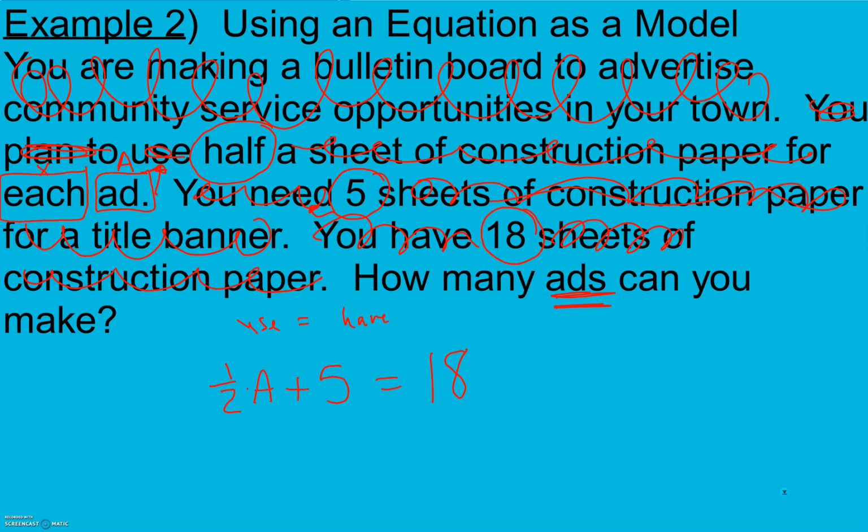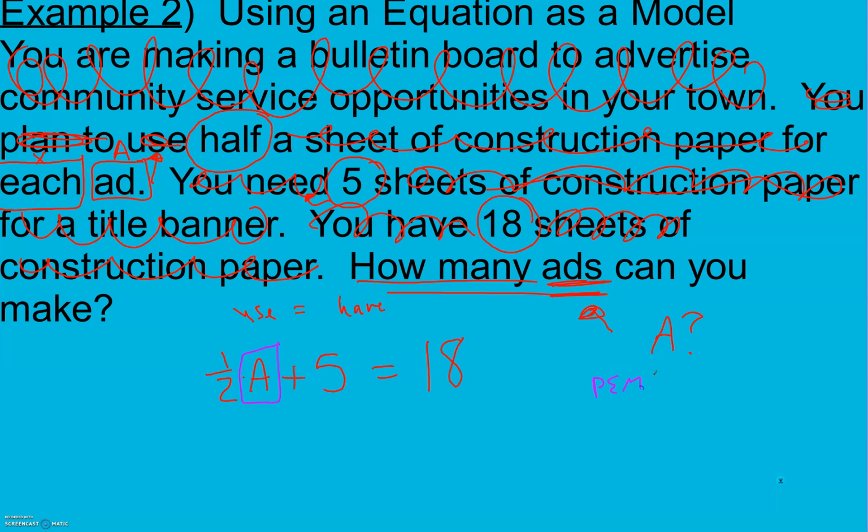And again, we could make less than the maximum number of ads, but we want to know if this is what we did, how many could we possibly make? What's the max? We want to know how many ads can we make. That's our question, and ads is the kicker. We're looking for ads. So here we have two things happening to our ads, to our variable. It's being added and it's being multiplied by a fraction.